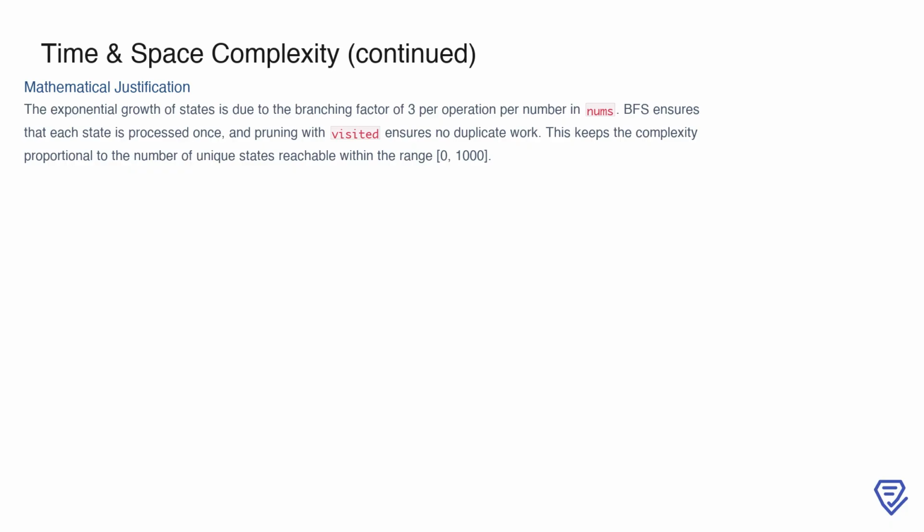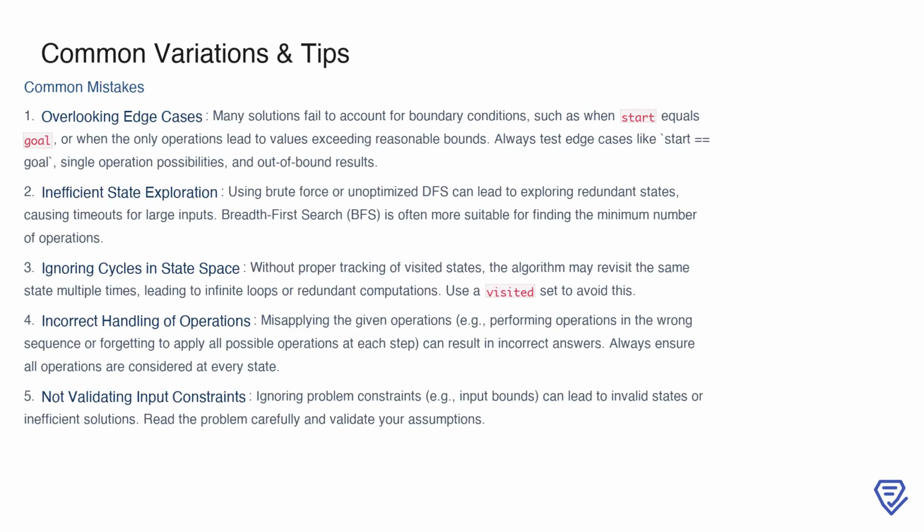This mechanism keeps the complexity proportional to the number of unique states reachable within the valid range of 0, 1000. By carefully pruning invalid and redundant states, the algorithm balances the exponential growth with efficient state management, making it computationally feasible. When solving this problem, there are several common mistakes to watch out for.